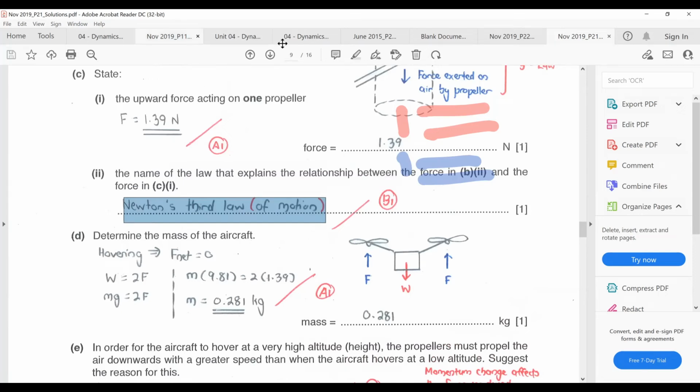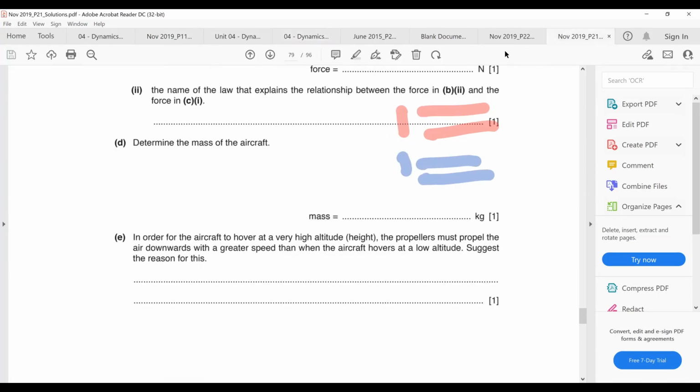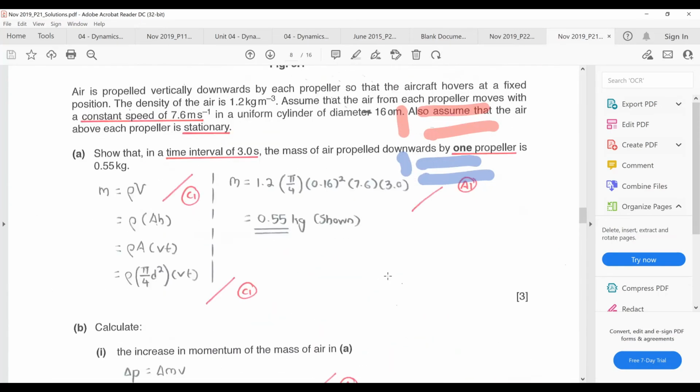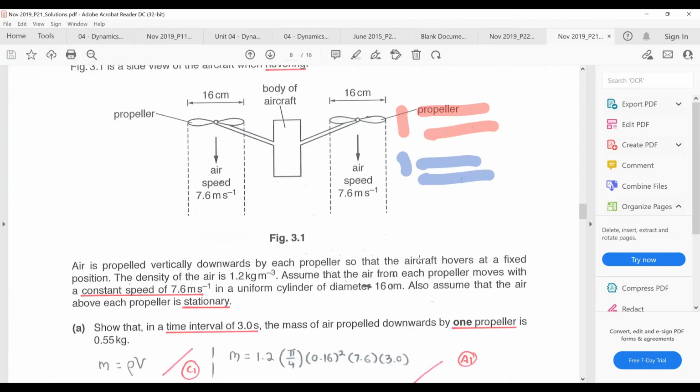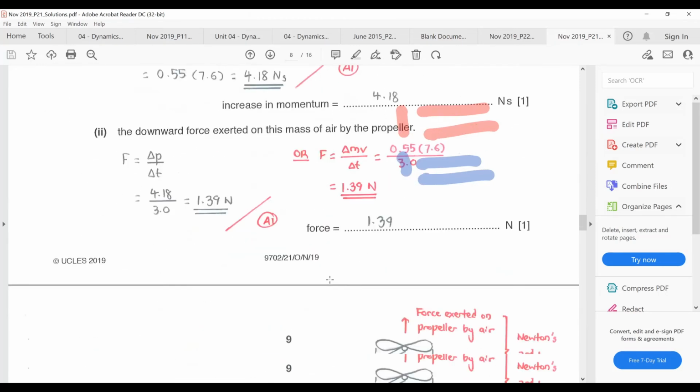I believe you also had the next part of the question. Yeah, you also have part D and E. Now determine the mass of the aircraft. For this part, when you determine the mass of the aircraft, this one is actually a bit related to the next chapter, forces, density, and pressure. But because you've probably gone through it, at least now I can mention it a bit.